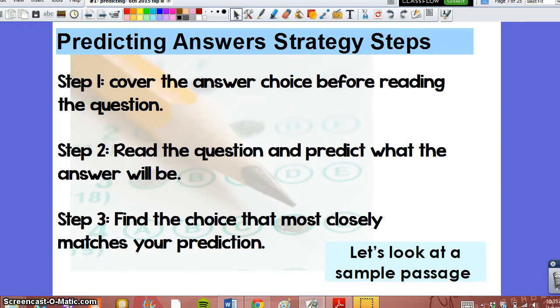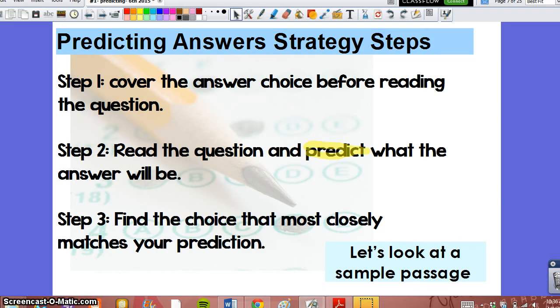So in order to deal with this problem, one of my favorite test-taking strategies is the predicting answer strategy. What you do is you cover the answer choices before reading the question. Then you read the question and you predict what the answer will be. Even though I'm saying predict, what I really mean is you just come up with the answer on your own based on what you've read, going back into the passage, thinking about the text evidence, finding the text evidence to support your answer. If you can do that, then you're going to be more likely to circle the correct answer choice, which brings us to the final step.